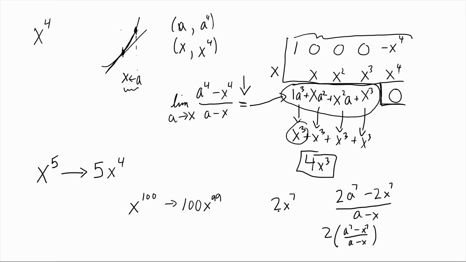So really, this 2 multiplier, we can just keep on the outside, 2 times the derivative of x to the 7th, which would just be 7x to the 6th. So we end up getting 14x to the 6th. And that's a little description of using limits to think about the power rule, at least in a simple case, when this is a positive whole number.